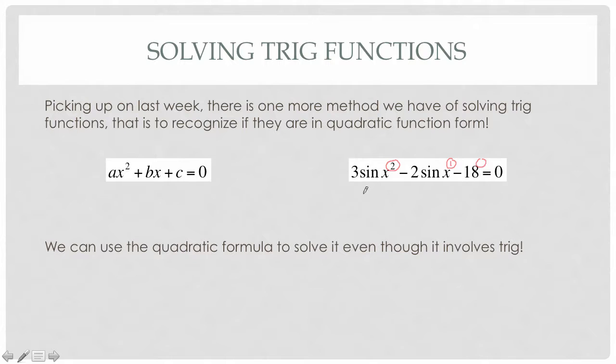If I replace, let's say I'm going to place u and say u is equal to sine of x. What I have now then is 3 times u squared minus 2 times u minus 18 equals 0. And what I've got now is a quadratic equation that I can use the quadratic formula for. Eventually, at the very end, I'll put sine of x back in, and I'll still solve the equation, but it helps me get somewhere. So let's talk about how to do this one using the quadratic formula.